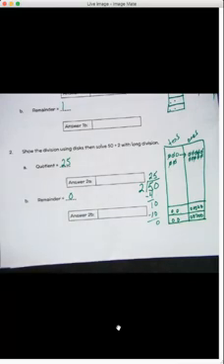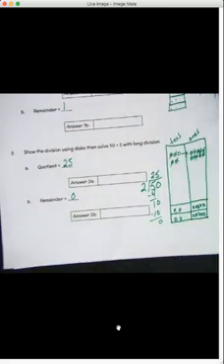Okay? And when it says show the division using discs, then solve it. These little things that we drew, we can show it using discs. So, all right, then. Go give it a shot on your own.